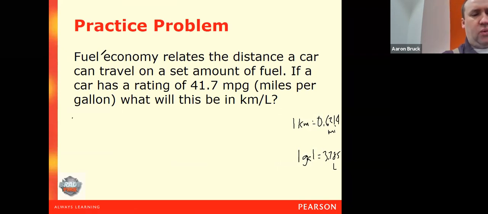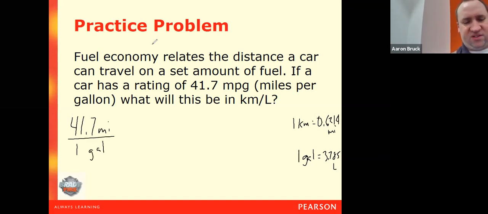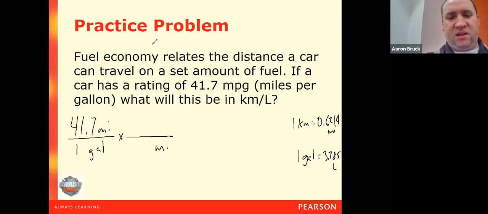So I have 41.7 miles per gallon. So 41.7 miles over 1 gallon. My first task is to convert the miles into kilometers. So I need miles in the denominator since it's already in the numerator here. Kilometers up top. 1 kilometer for every 0.6214 miles. My miles will cancel out.